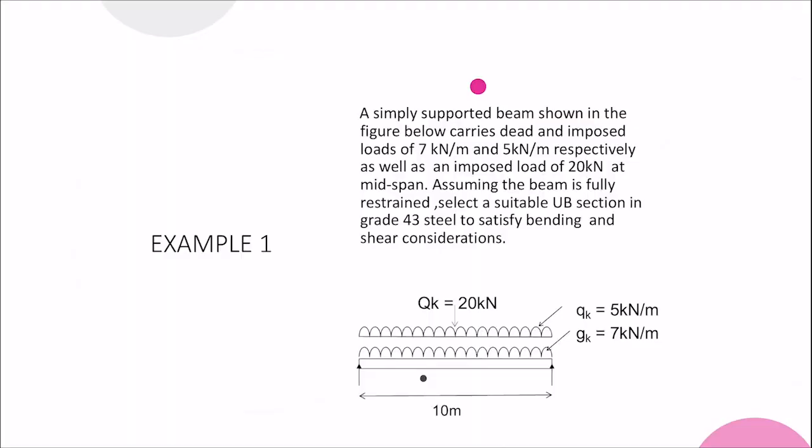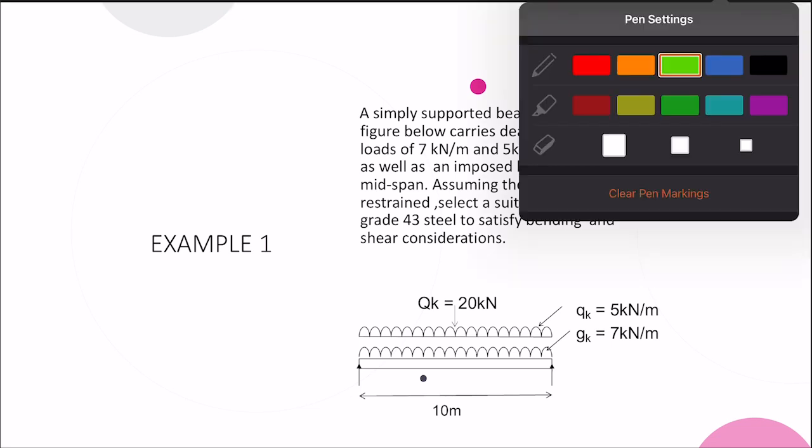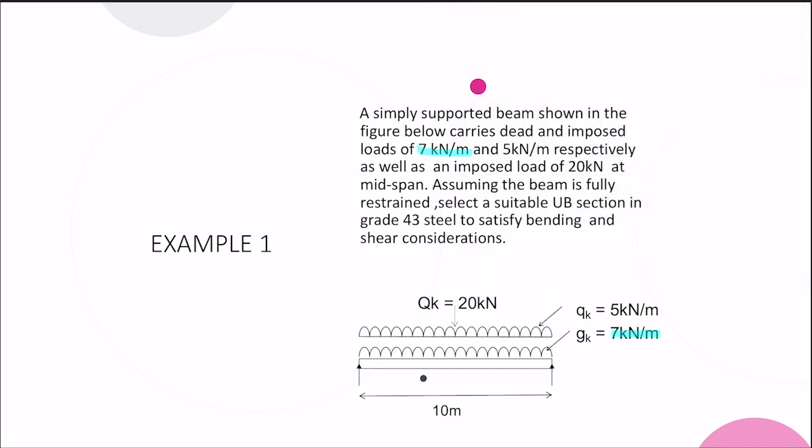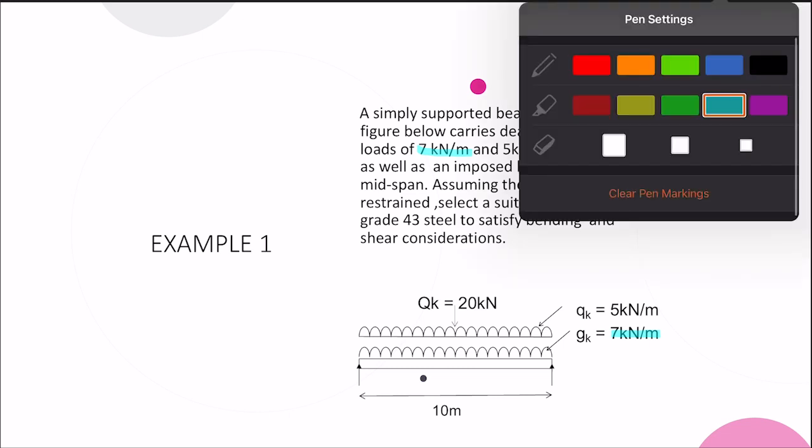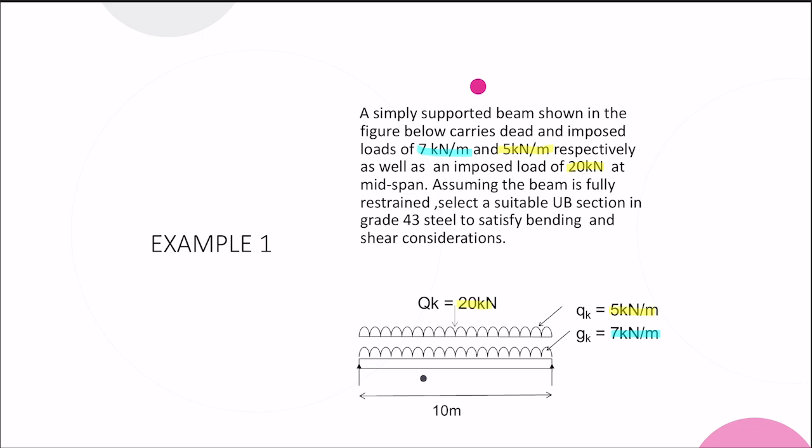A simply supported beam shown in the figure below carries an imposed load of 7 kilonewton per meter. This is a dead load, and 5 kilonewton per meter respectively. This one is an imposed load, and another imposed load which is 20 kilonewton. That one will be a point load. These two are imposed loads. Assuming the beam is fully restrained, select a suitable UB section in grade 43 steel to satisfy bending and shear consideration. Therefore, this question asks you to suggest one section that can satisfy this loading.